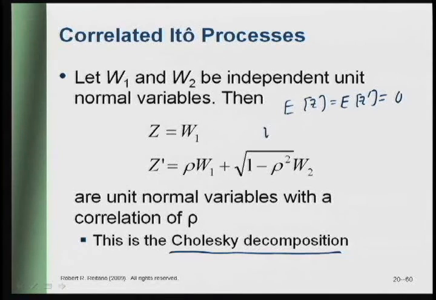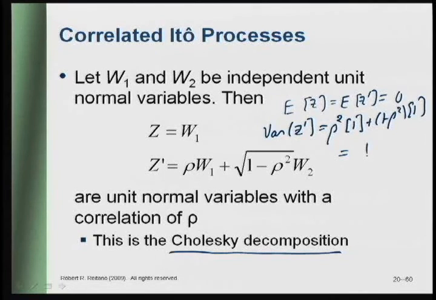If we look at the variance of Z, well, of course, that's 1 by definition. But if we look at the variance of Z prime, how would we do that? Well, W1 and W2 are independent. Variance of a sum is the sum of the variances. So we get rho squared times the variance of W1, which is 1, plus 1 minus rho squared times the variance of W2, which is 1, and you can see that we get 1. So Z and Z prime certainly are standard normals.